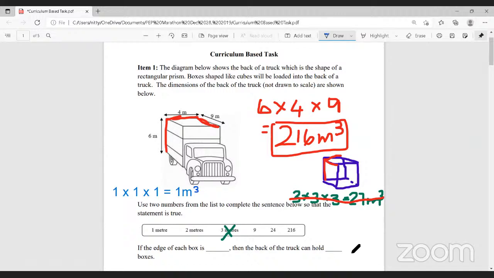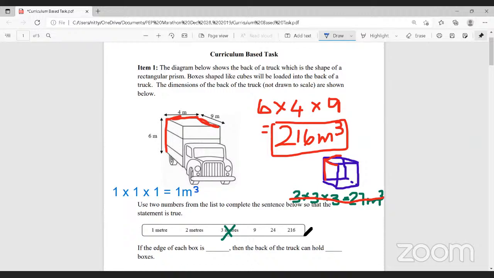Now, Tahira, you're saying 216 divided by 9 is equal to 24. But look at it now. If the edge of each box is this, whatever number is here has to come with a unit. So it has to either be 3 meters, and we checked that and saw that it is not going to work, or it has to be 2 meters, or it has to be 1 meter. So we have to think about using these numbers here. And when we plug in these and use the appropriate operation, will we get any of these 3 numbers?